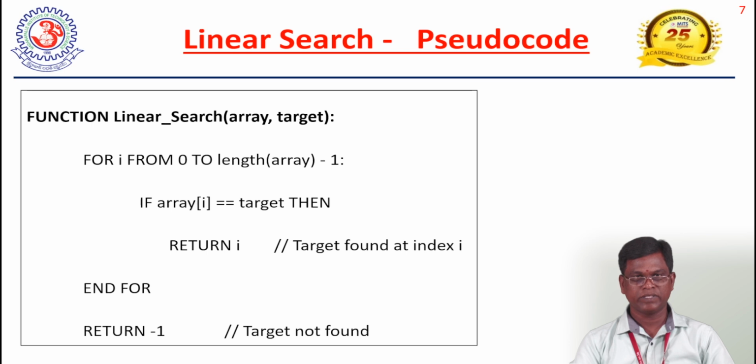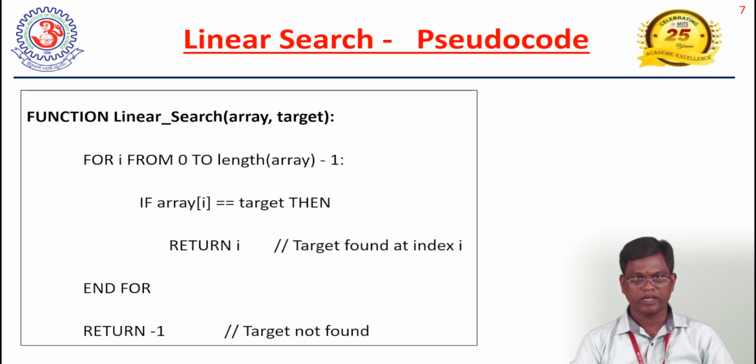Here the name of the pseudo function is linear search, and it will take two arguments, array and target. Array is the list of values from where we need to search the target element, and target is the argument which indicates the value, the element that we need to search in the given list.